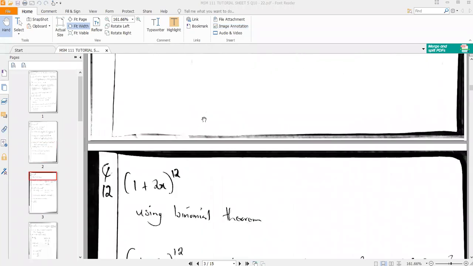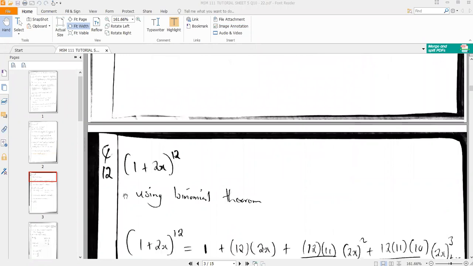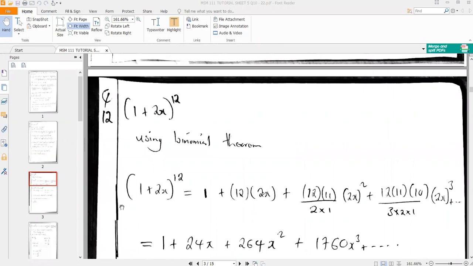Okay, we proceed. For the remaining ones on question 11, use the same concept to finish them. Yes, so we get to question 12. Question 12 is requiring us to expand 1 plus 2x to the power 12 in ascending powers of x up to and including the term in x to the power 2. And it's requiring us to evaluate 1.02 to the power 12 using the same expansion, correct to two significant figures.